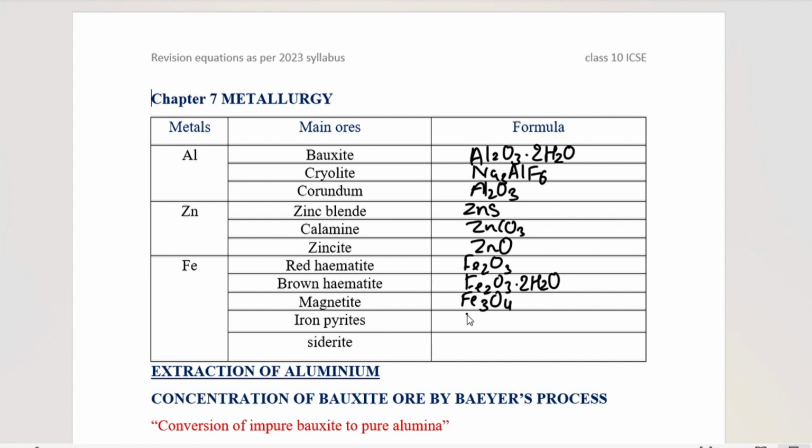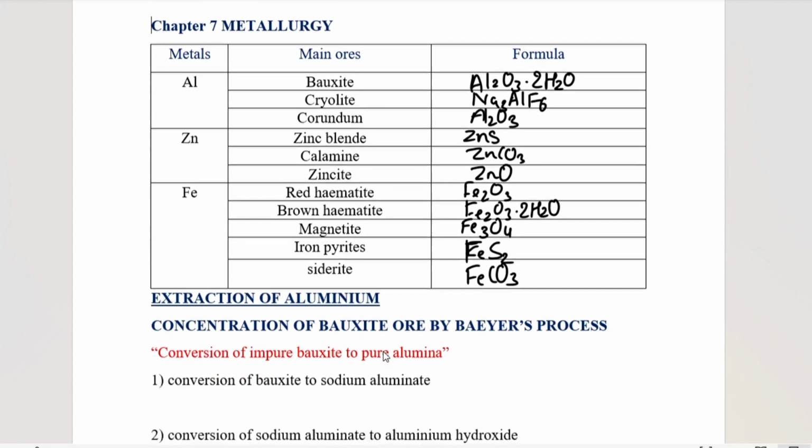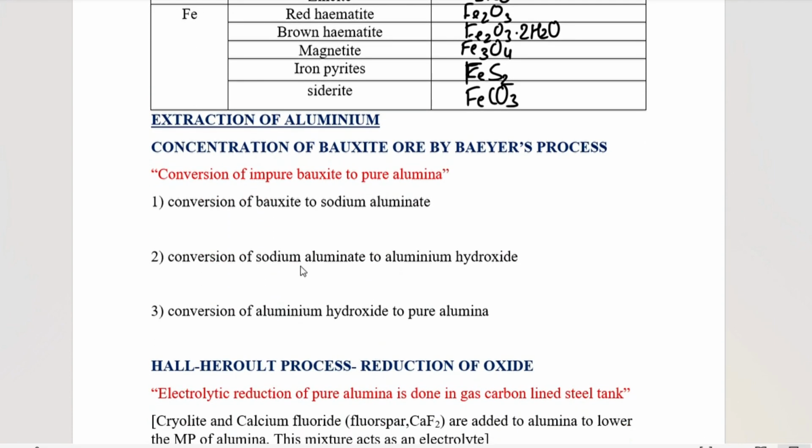Okay, iron pyrites, FeS2. See, it is FeS2, not FeS. Siderite is ferrous carbonate, FeCO3. Next, in the 2023 exam, you have only extraction of aluminium. There are three important equations in concentration of bauxite ore by Bayer's process.